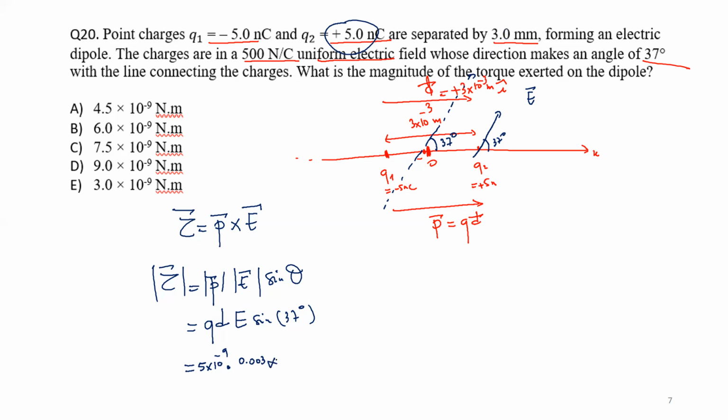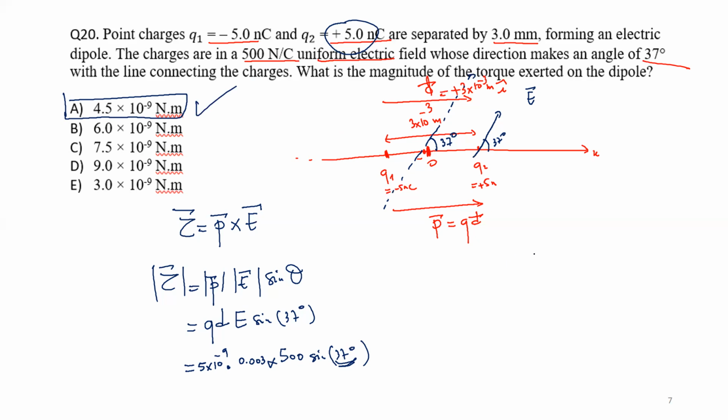And E, what is the electric field? 500. And then you put your sine 37 degrees. When you do it, of course, don't forget, your calculator should be in degree. If it's in radian, you change it in radian. So basically, in degree, this is what you will have: 4.5 times 10 to the power minus 9 Newton meters.